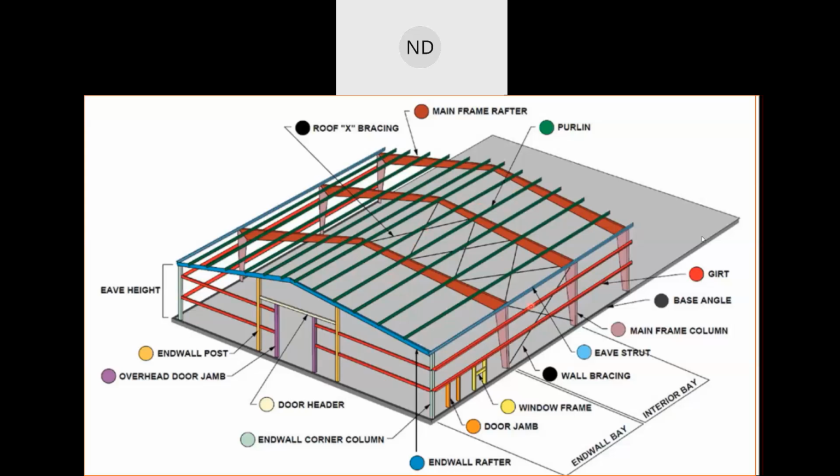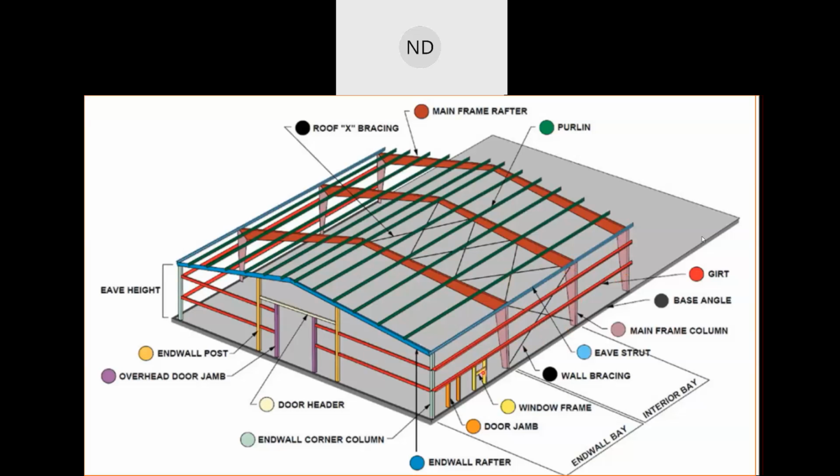The green ones are purlins, which will have roof sheeting on top of it. The height from floor to the bottom of the roof is the eave height. The blue is the end wall rafter. The last tie for the strut is the eave strut.